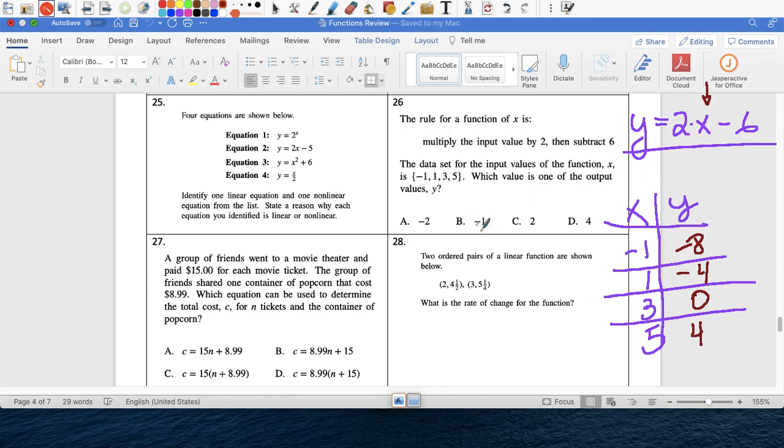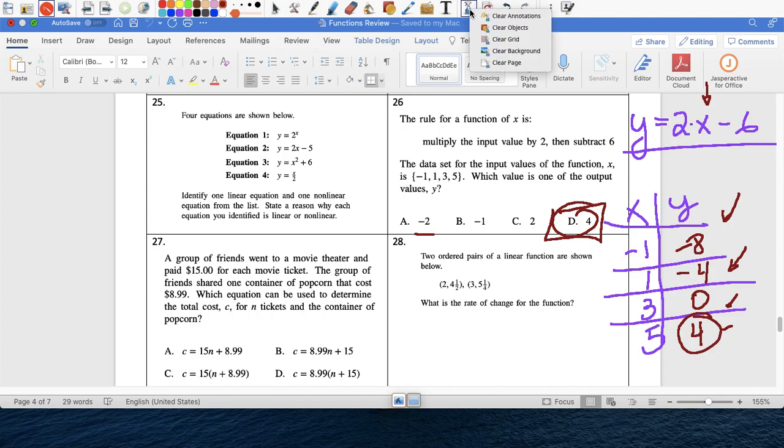So which value is one of the output values? Is -2 in here? No. Is -1 in there? No. Is 2 in there? No. Is 4 in there? Yeah, it came out here. So 4 is one of the output values in this particular function.